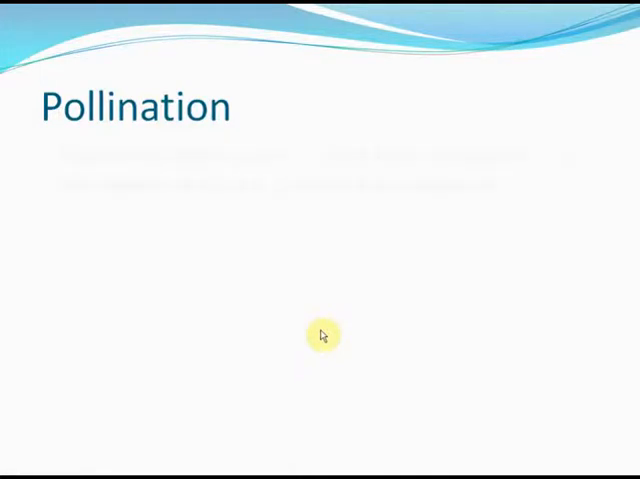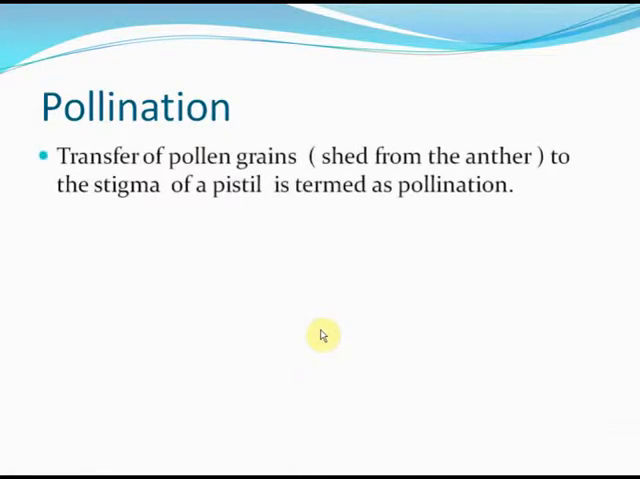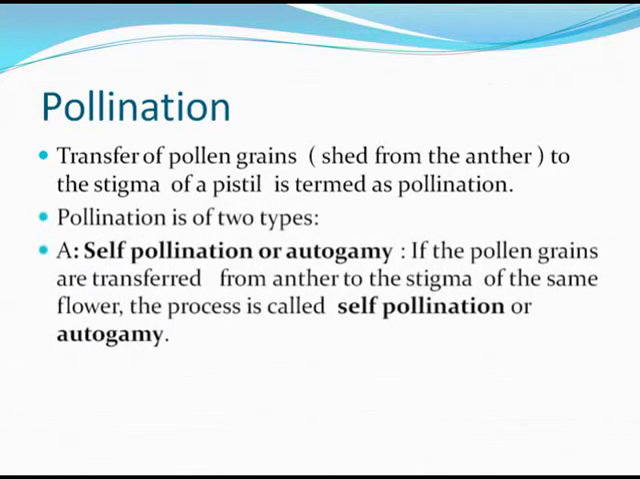Pollination. Transfer of pollen grains, which are shed from the anther to the stigma of a pistil, is termed as pollination. It is of 2 types, self-pollination or autogamy. If the pollen grains are transferred from anther to the stigma of the same flower, the process is self-pollination or autogamy.